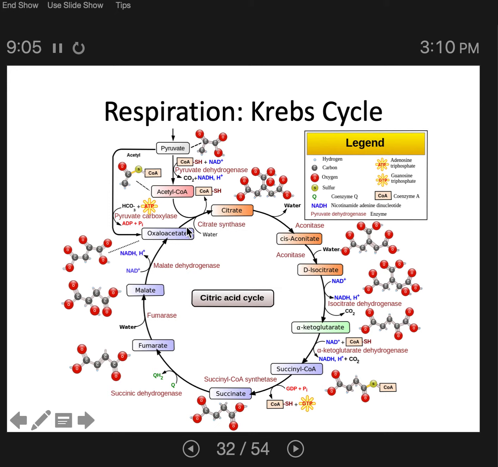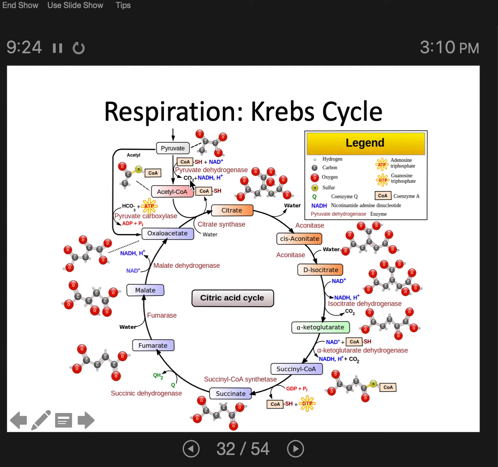So carbon atoms will actually go through this cycle several times before they get released as carbon dioxide. And again, that's really complicated. We're not going to worry about the minute details of that. But the main point is, pyruvate is a 3-carbon sugar. So pyruvate is a 3-carbon molecule that comes in.